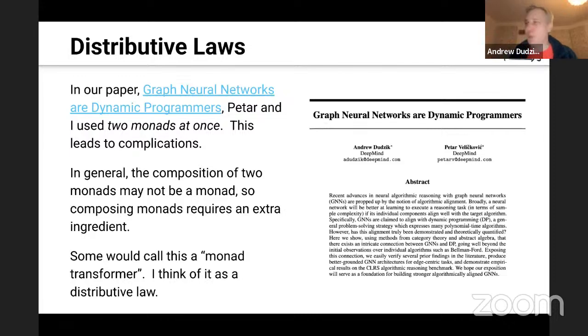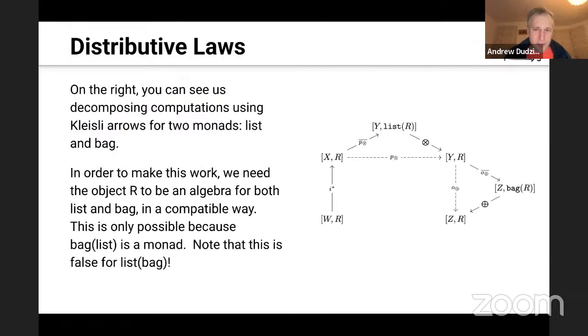I think these problems exist even if you don't use monads, but I think monads make it really obvious how hard it is to get everything to type check. So what is a distributive law?